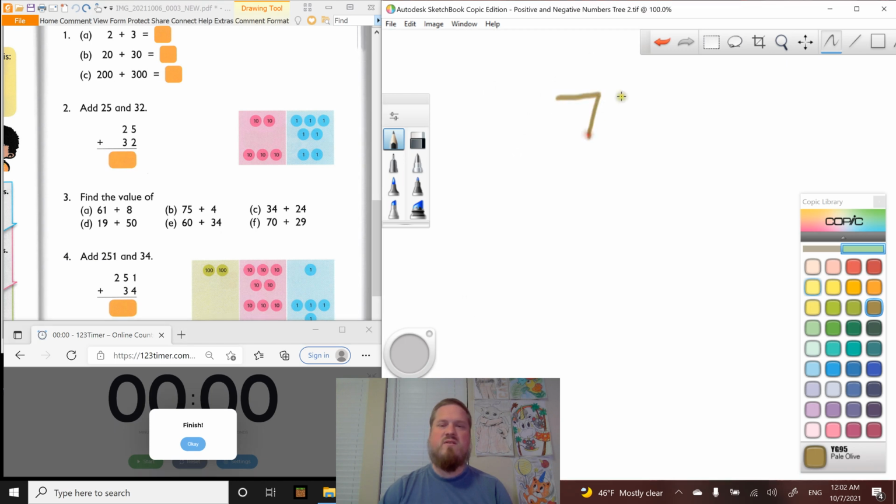Okay, here we go. 75 plus 4. Add the ones column first. 5 plus 4 is 9. Add the tens column next. 7 plus nothing is 7. 79. Okay, now do problem C. 34 plus 24.